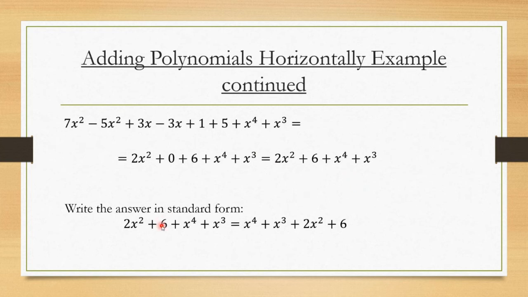Now I rewrote it down here. Also the 0, again, we don't have to write that. It's good to write your answers in standard form, where again, that means the exponents of the variable, in this case x, are decreasing as you go from left to right, and the constant term is last. So that's what I did from here to here. It's really good to write it in standard form. Okay. Any questions on this?